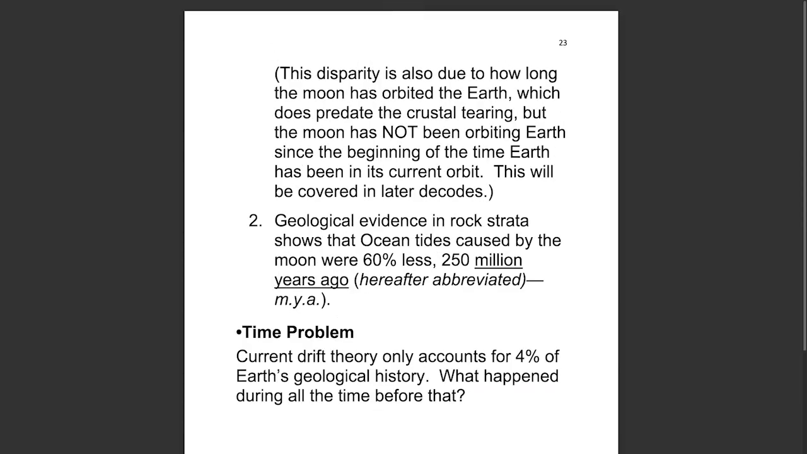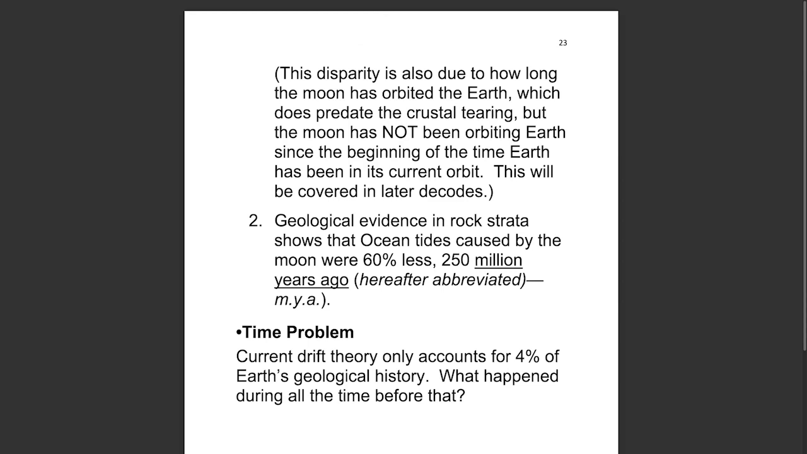This disparity is also due to how long the moon has orbited the Earth, and I'll go into this in a later Decode. It does predate the crustal tearing, but the moon has not been orbiting the Earth since the beginning of the time of the Earth. The moon is actually older than the Earth itself, and it's not been in its current orbit. This, as I said, I'll cover in other decodes because I can't go into everything here. This will last many, many days of me talking nonstop.